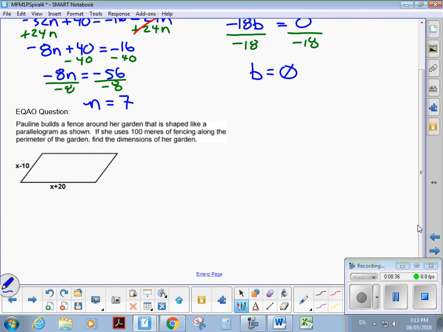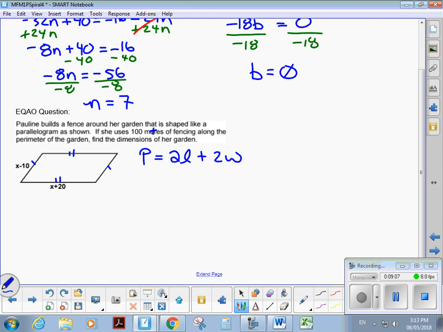Pauline builds a fence around her garden that is shaped like a parallelogram as shown. She uses 100, that should be meters, not mares, meters of fencing along the perimeter of the garden. Find the dimensions of her garden. All right. So, what's our perimeter formula? Parallelogram, those sides are equal, those are equal. So perimeter equals, and you can look at your formula sheet, 2L plus 2W.